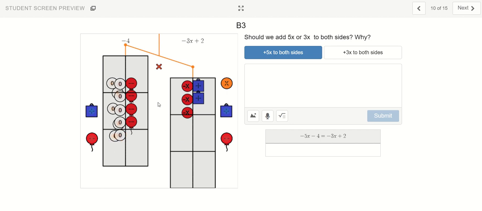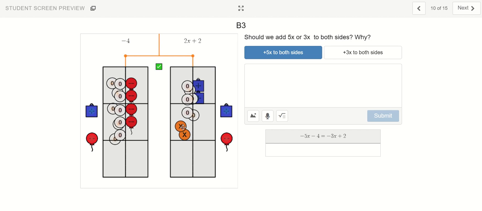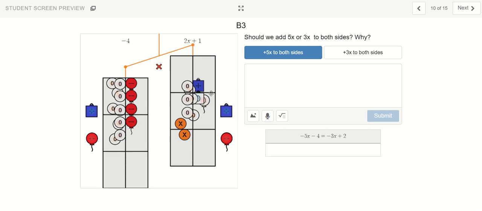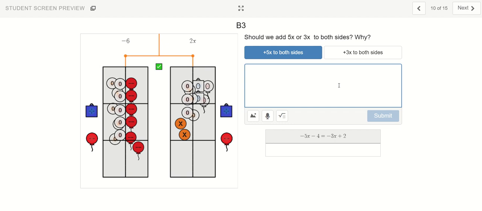If I add 5x's to the left, and you add 5x's to the right. 1, 2, 3, 4, 5. All right, x is not quite by itself. Let's go ahead and cancel out these negative 2's. All right. Oh, sorry. All right. So why did we do that?